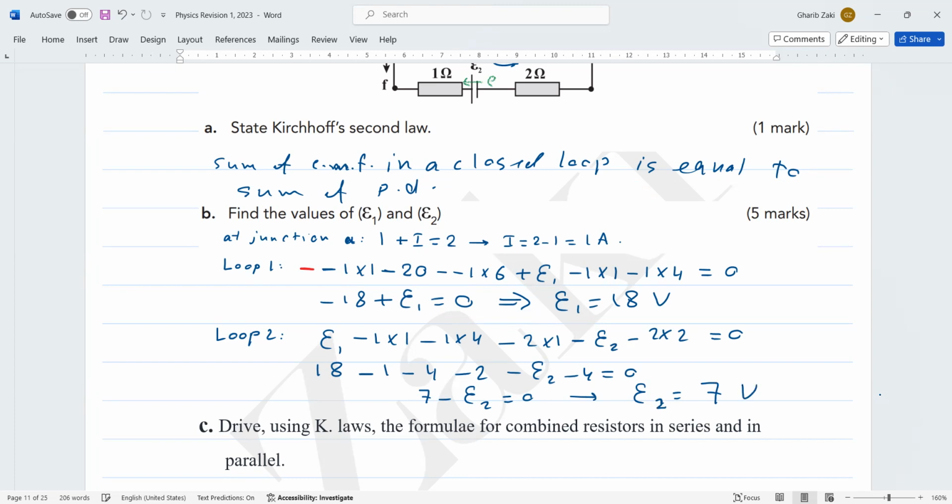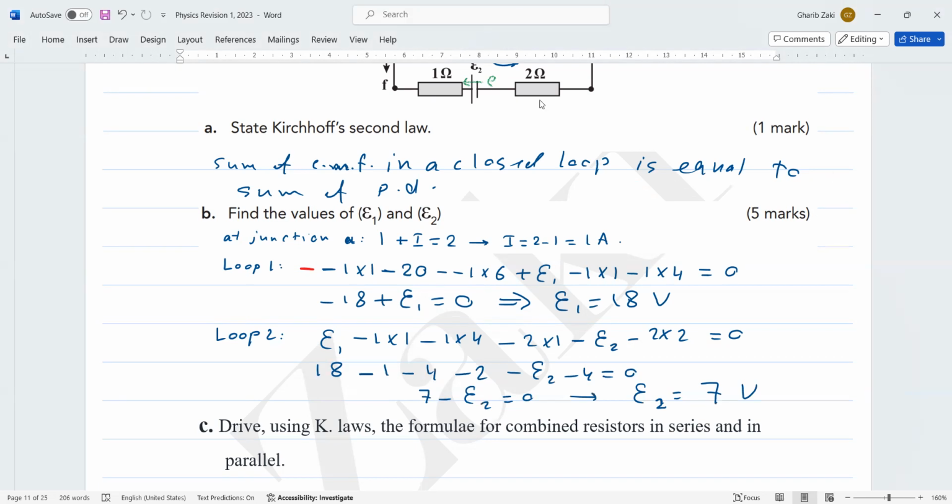Okay, so this is a little hard question about Kirchhoff's law. Yes, question? Yes. Mr., can the loops both have the same direction? Yes, of course, no problem. You will get the same answer, don't worry.